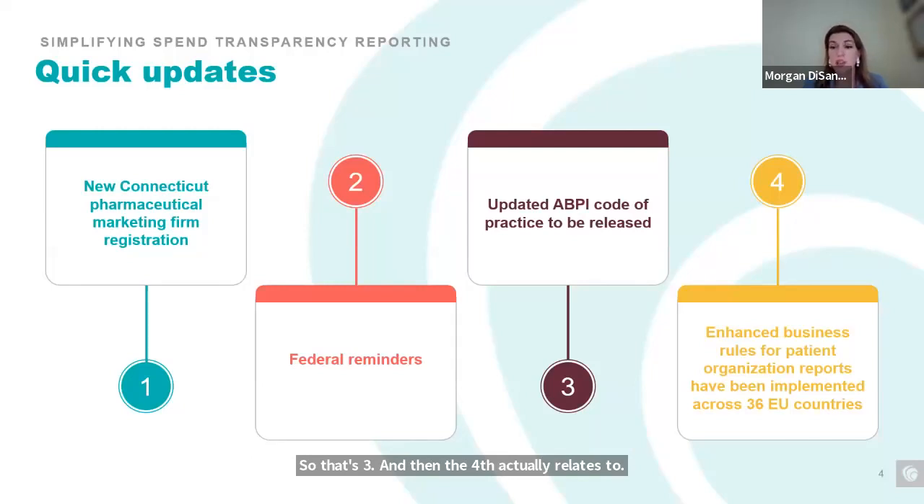So that's three. And then the fourth relates to enhanced business rules for patient organization reports, which is impacting 36 EU countries. And what's happening there is this is primarily a focus on how health data is being used. So is it being used for primary purposes such as patient treatment or secondary purposes such as research, registries, and healthcare systems management? So this is ultimately trying to enhance the efficiency and effectiveness of health data utilization.